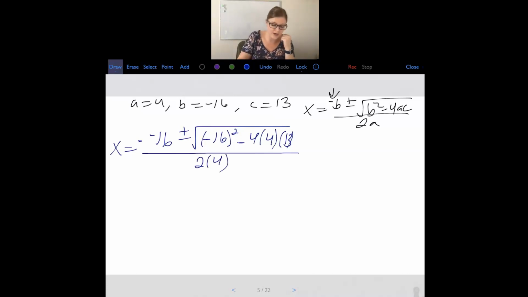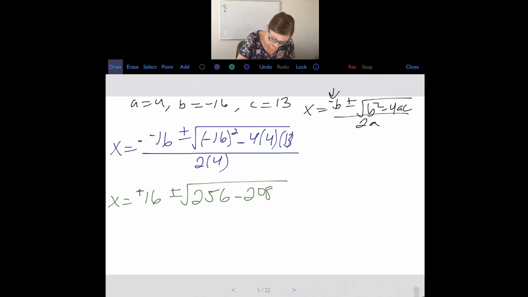So now we continue on and simplify. So minus negative 16, that becomes a positive 16. We have plus or minus. Okay, 16 squared, you can use your calculator. Negative 16 squared is 256. Minus, and then this is 4 times 13, 208, all divided by 8. Okay. Keep going, we have subtraction in the square root. So this is 16 plus or minus 256 minus 208 is 48 divided by 8.